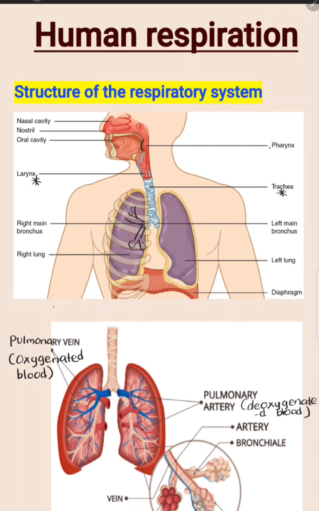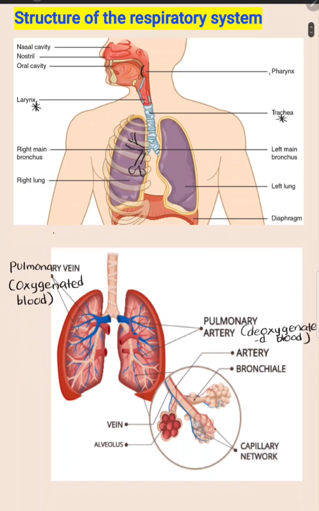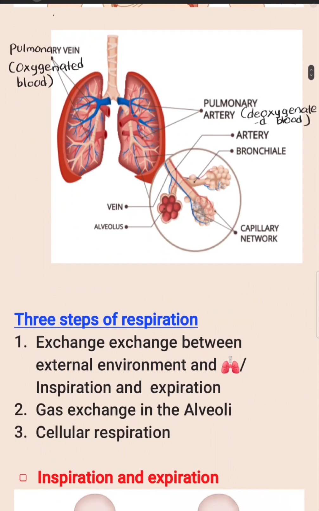last part is the alveoli. If I move on to the blood supply for the lung, the blood supply to the lung is carried by the pulmonary artery. This pulmonary artery carries deoxygenated blood, and the blood moving away from the lung is carried by the pulmonary vein. It carries oxygenated blood.